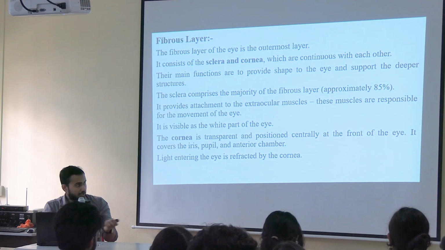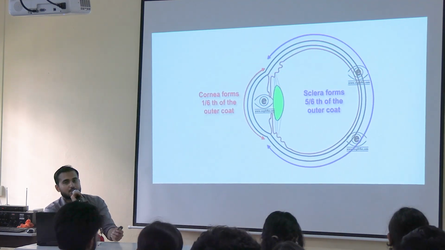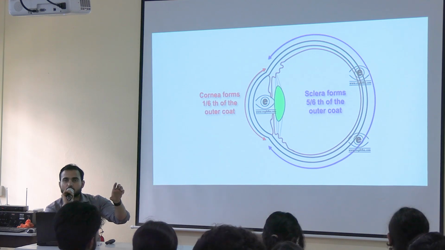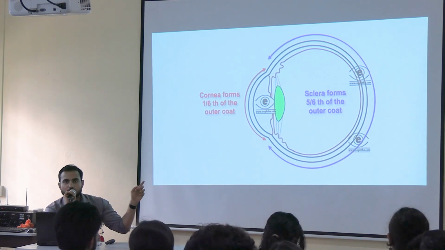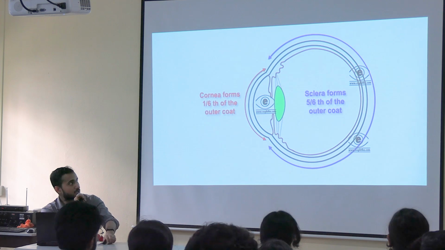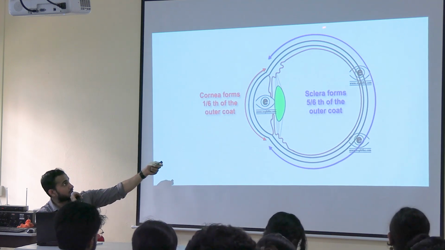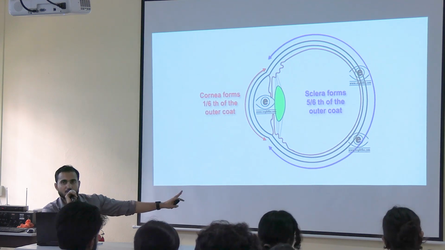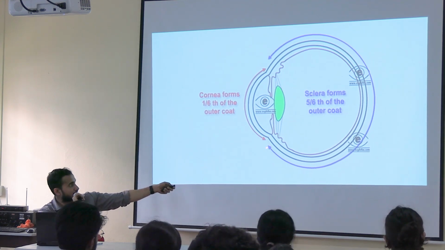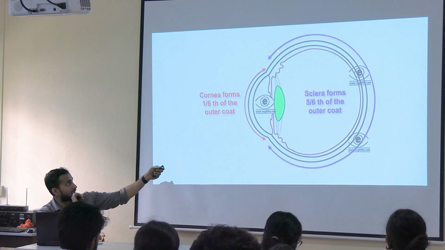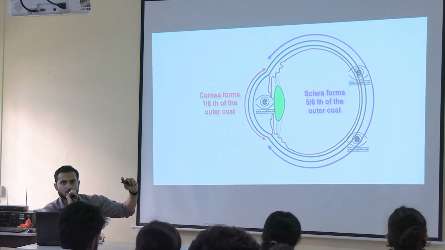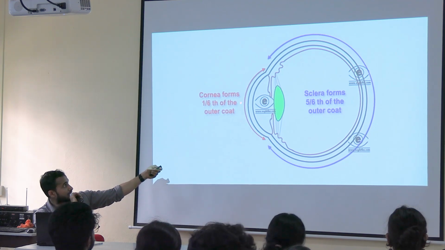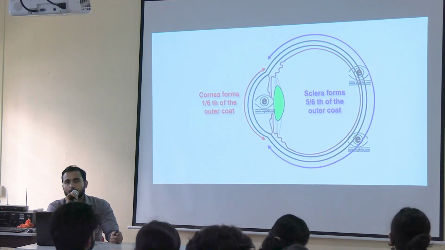Next, in this diagram you can see most of the eyeball, the fibrous coat, is made up of sclera. Can you see? 5/6 of the eyeball. See this blue color structure. Actually, it is not blue; to make you understand, the color codes are given. So this entire part is made up of sclera of the fibrous coat, and only 1/6 of the anterior part is made up of cornea.